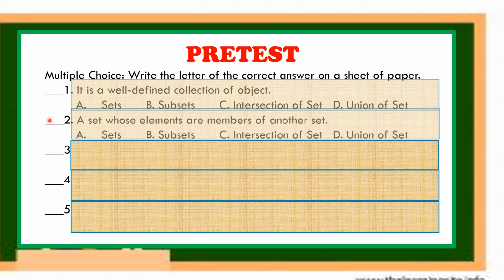Number 2. A set whose elements are members of another set. Letter A, set. Letter B, subset. Letter C, intersection of set. Letter D, union of set.